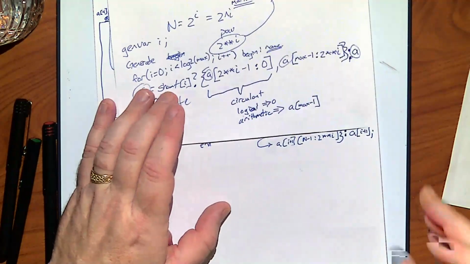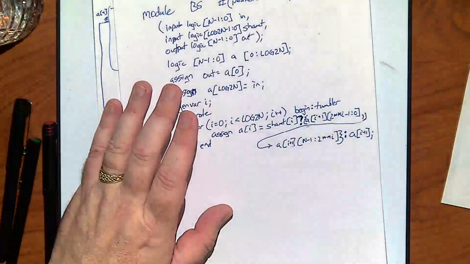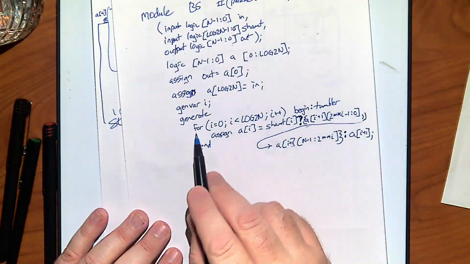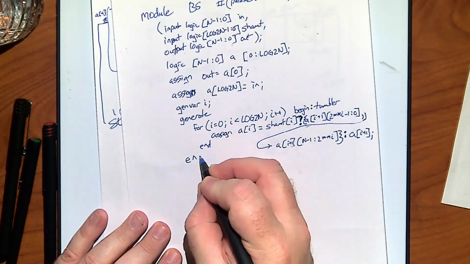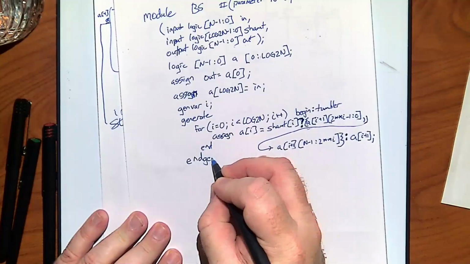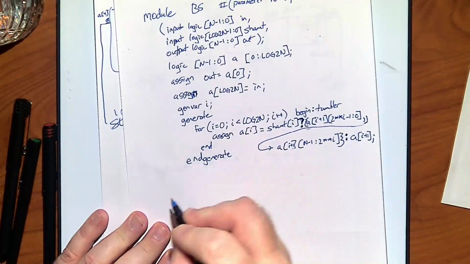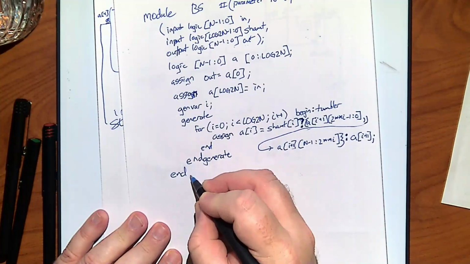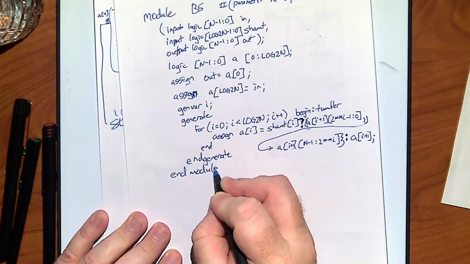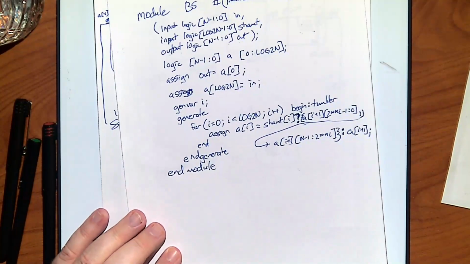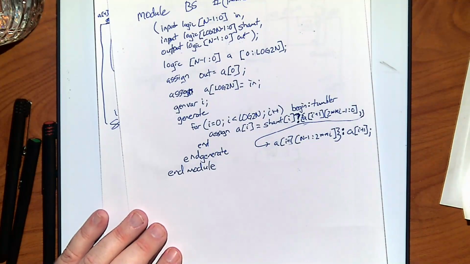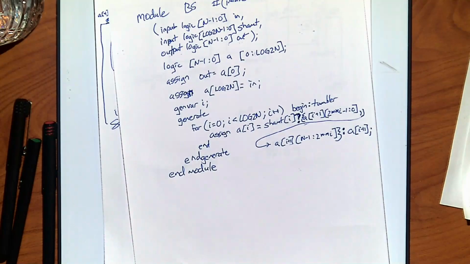All right? That is all I need for my generate statement. So I end generate and I end the module. All right? And that is all I need. That's a completely functional model.